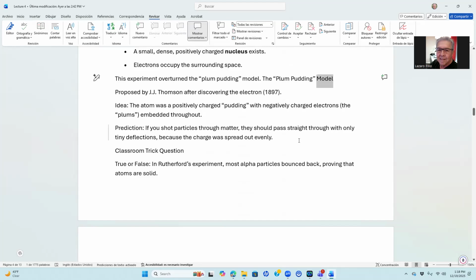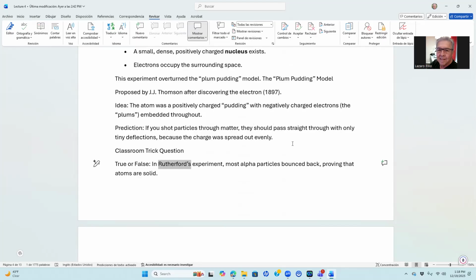The plum pudding model. Proposed by J.J. Thomson after discovering the electron, 1897. Idea: the atom was a positively charged pudding with negatively charged electrons, the plums, embedded throughout. Prediction: if you shot particles through matter, they should pass straight through with only tiny deflections, because the charge was spread out evenly.